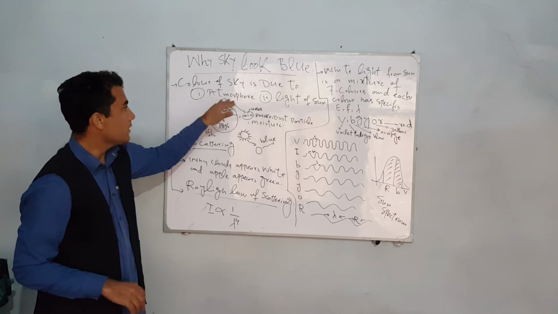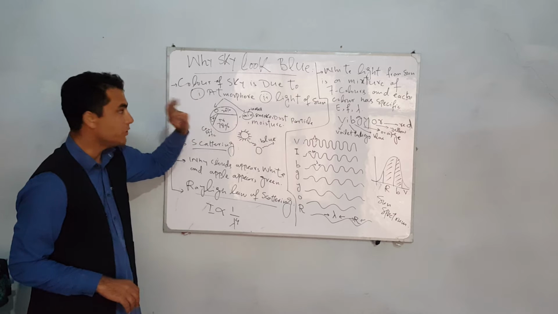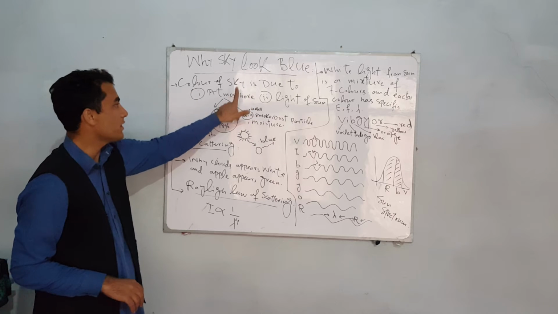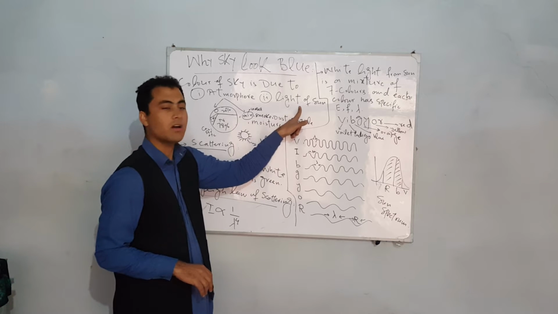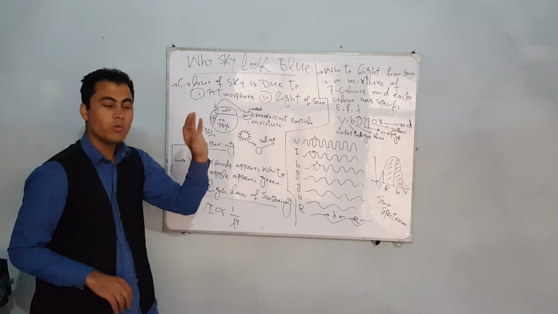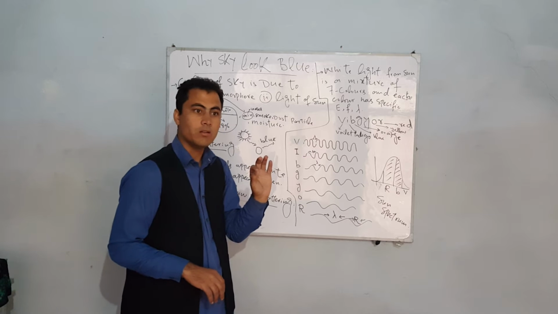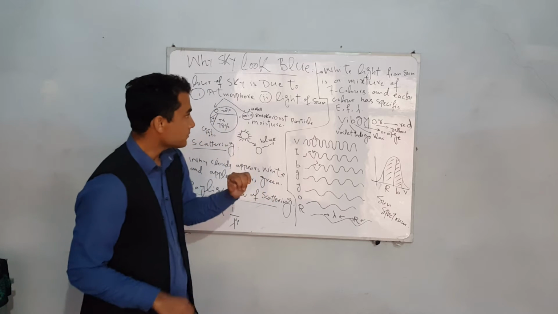Basically, our sky color is due to two main reasons. One is the atmosphere and the other one is the light of the sun. These are the two main factors which play an important role in the color of the sky.